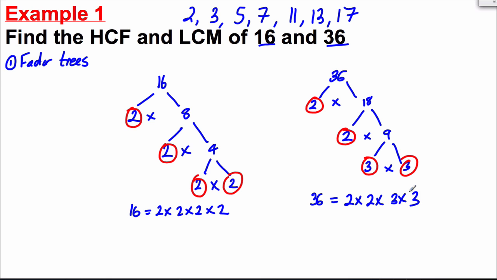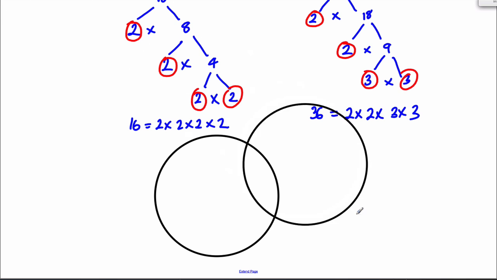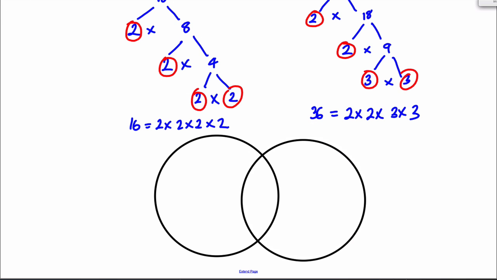So you do step 1, and step 2, a nice easy step, you draw your circles out. Okay, this circle here is the 16 and this circle here is the 36. Anything in both lists goes in the middle. There's a 2 here, a 2 here. There's a 2 here, a 2 here. And that's all that's shared. And then the 2 and 2 left over here, 2 and 2 go here. And the 3 and 3 go here.